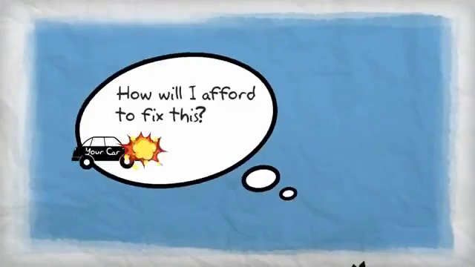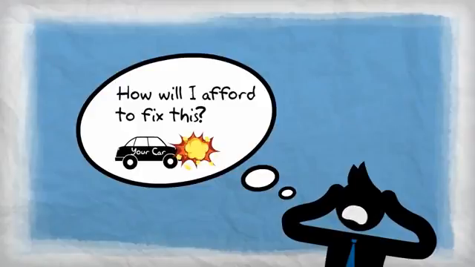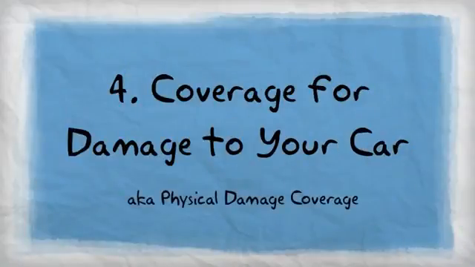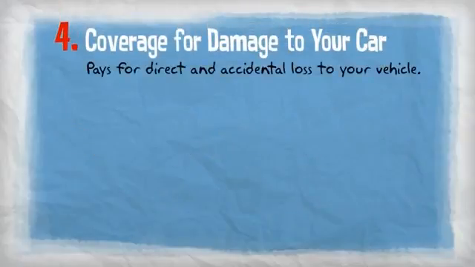By now, you may be wondering how you're going to pay for damages to your own car. That's where the fourth and final part of your auto policy comes into play, coverage for damage to your car, also known as physical damage coverage. It pays for direct and accidental loss to your vehicle.